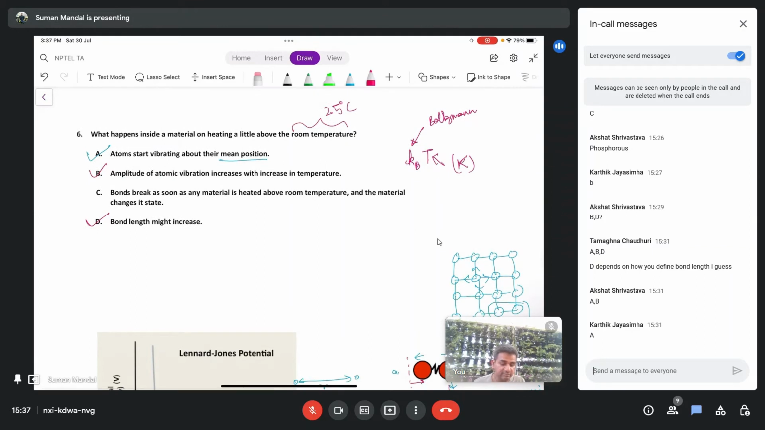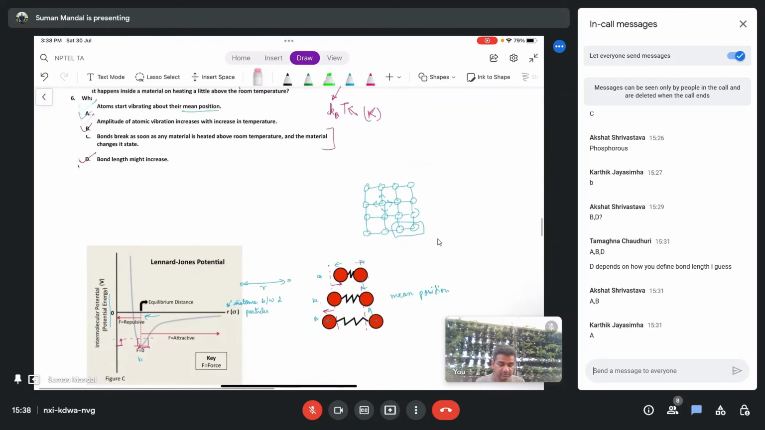Bonds break as soon as any material is heated above room temperature, and the material changes its state. You know that this is not correct because materials have very high melting points. Some materials, for example, carbon, have thousands of degrees of melting point. And in summers we have temperatures as high as 40 degrees centigrade, and we are still in the solid state. So we know for sure that answers B and C are wrong. So the answers are A, B, and D.